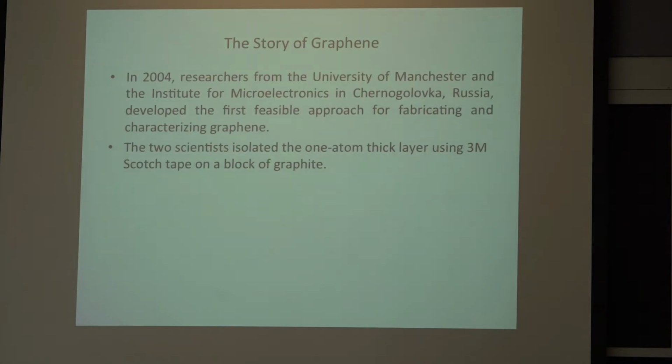So way back in 2004, at the University of Manchester, the Institute of Microelectronics in Russia developed the first feasible approach to fabricating and characterizing graphene. No one could figure out how to create graphene because it's so thin and so difficult to make, to process. But two scientists using a one atom thick layer of Scotch tape on a block of graphite demonstrated a way of making it. This is the mechanical fabrication of graphene using Scotch tape. Actually, pretty brilliant.